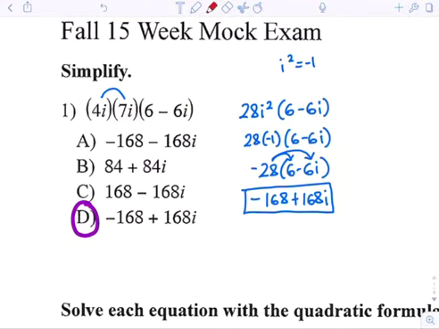Okay, 28 times -1 will give you guys -28, and then from there you guys just distribute -28 to 6 and -28 to -6. And then this will be your guys' answer. So that's how you guys would do number 1.